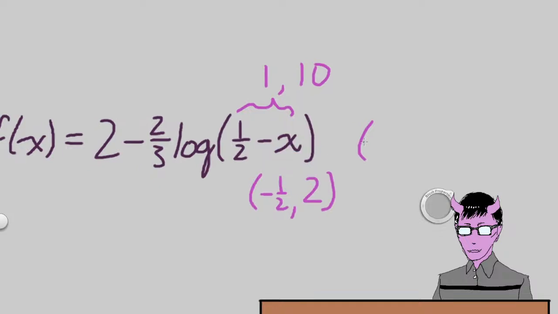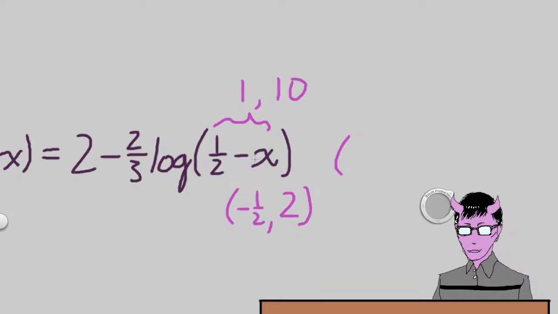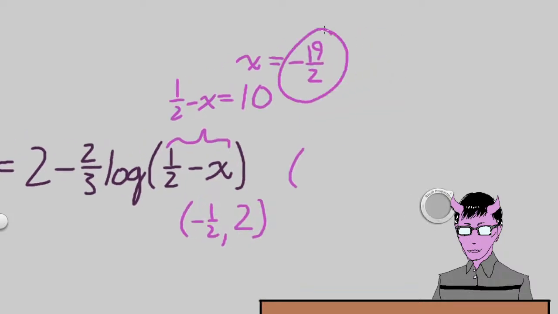Anchor point number 2, we're going to force this whole inside to be equal to the base, which is 10. So how do we force the whole argument to be 10, right? How do we force a 10 right here? Just do the algebra. So 1/2 minus x is equal to 10. You do the old switcheroo, plus x, minus 10, minus 10. So 10 times 2 is 20. 20 minus 1 minus 20 is negative 19. So that's what the x has to be, negative 19 over 2.